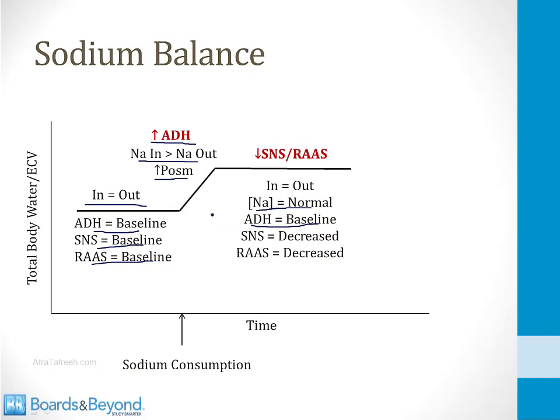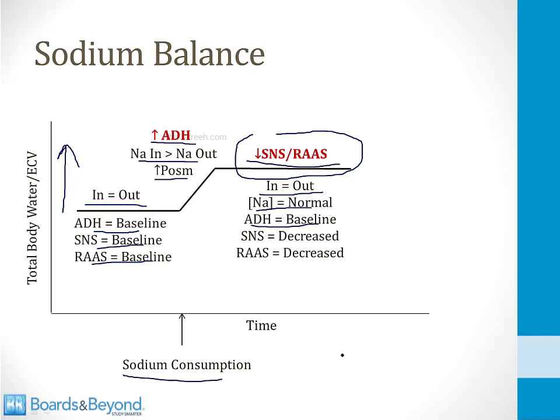However, the excess water that we have retained has increased our effective circulating volume, so we've moved up along the y-axis. Because of the higher effective circulating volume, the sympathetic nervous system and RAS systems will be dialed down. This will lead to more excretion by the kidneys of sodium, and this will restore sodium balance. So once again, sodium in will equal sodium out because we have dialed down the sympathetic nervous system and RAS systems to make up for the increased sodium consumption.